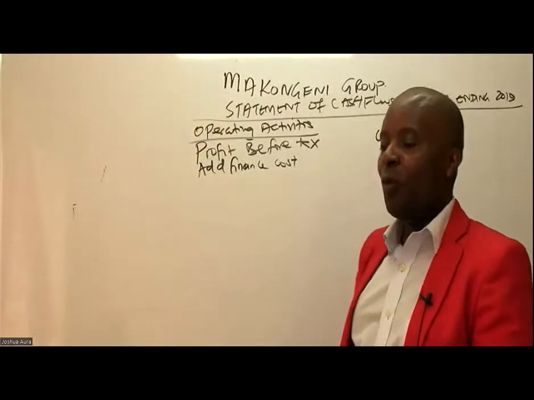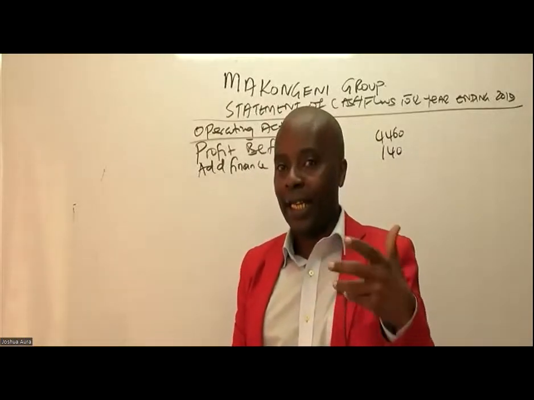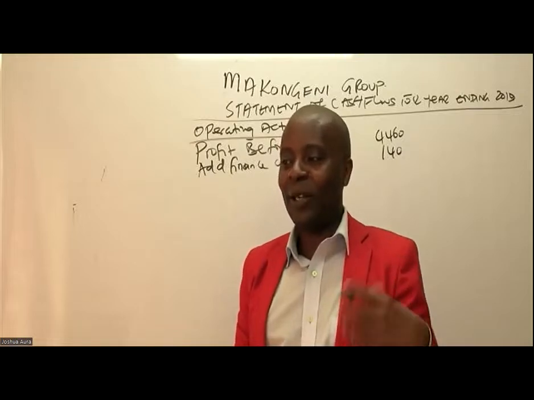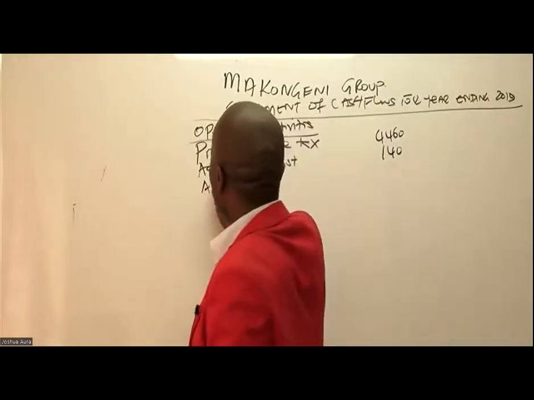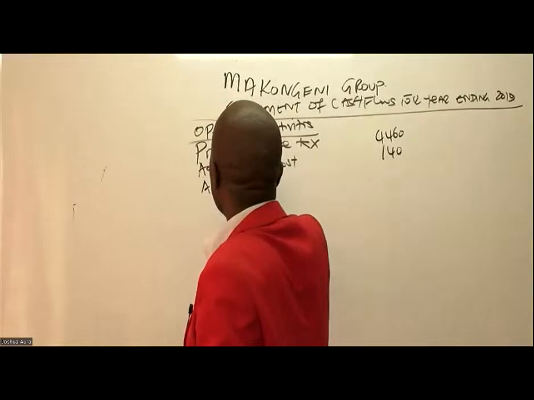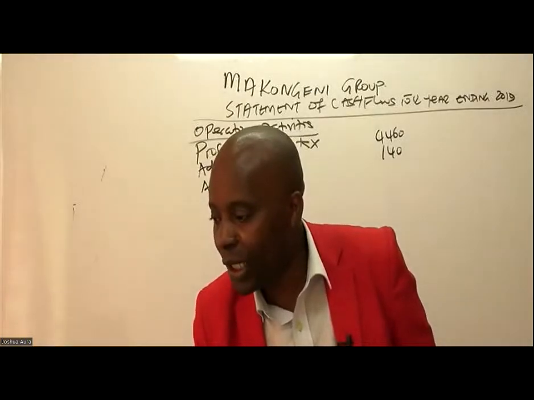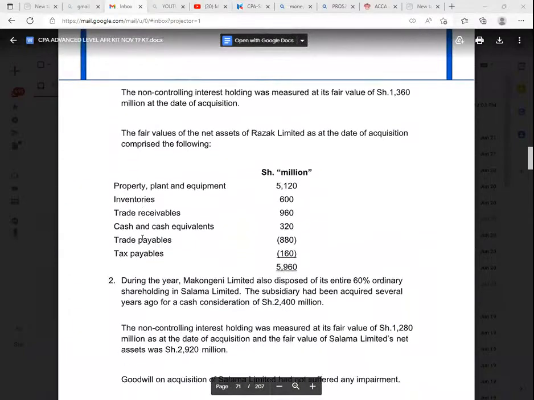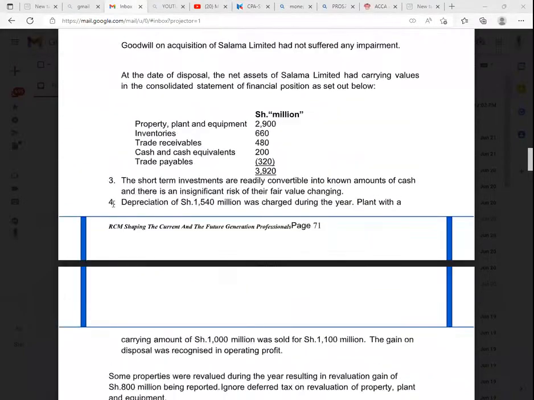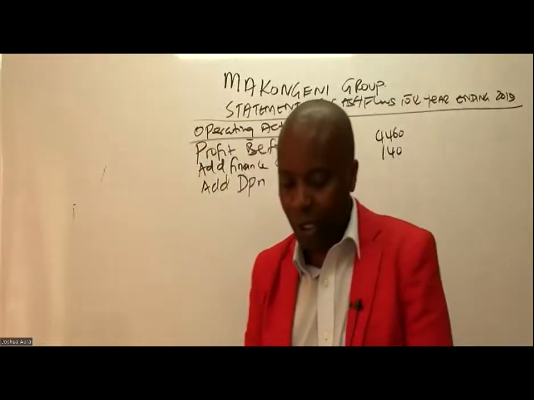Thank you so much. So from there, what next should we think about? The non-cash items, isn't it? We shall add them up first. So come and add the non-cash items. I'll start with the depreciation. Depreciation, yes, look at note number 4. Depreciation of 1540 million was charged during the year, right? So we take it the way it is. So depreciation of 1540. Thank you very much.